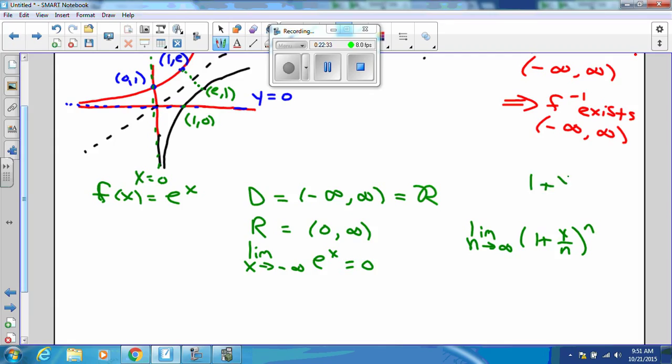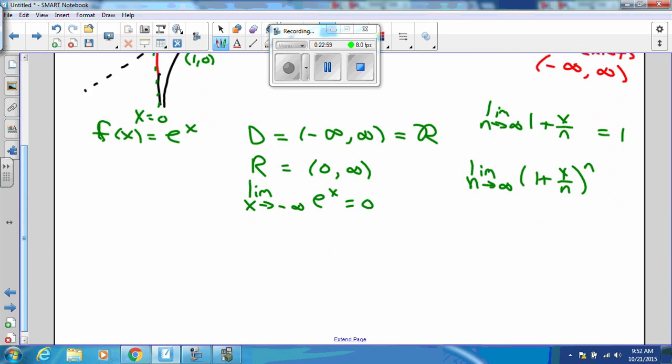In other words, for all x's, the limit as n goes to infinity of 1 plus x over n is equal to 1, which means that for large enough values of n, 1 plus x over n has got to be in the neighborhood of 1. It's got to be a positive value. So I can never get negative values out of e to the x, hence my domain and range.